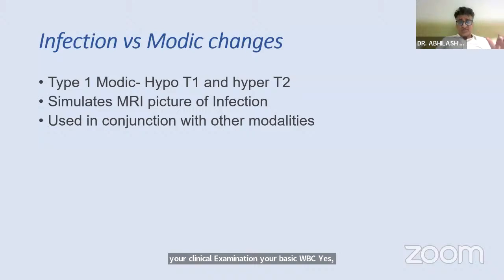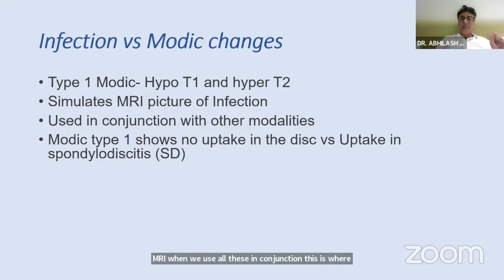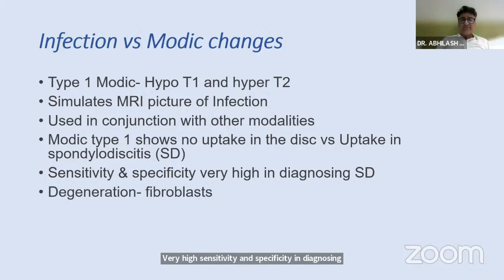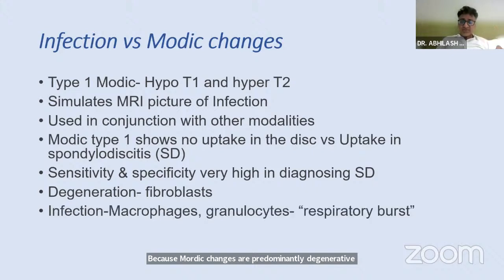When we use all these in conjunction, this is where it helps us delineate whether we are dealing with infection or a modic change. A type 1 modic change will show no uptake in the disc as opposed to spondylodiscitis. Very high sensitivity and specificity in diagnosing spondylodiscitis. Why does this change happen? Because modic changes are predominantly degenerative where the basic cells are fibroblasts, as opposed to infection where the main cells that we are dealing with are macrophages and granulocytes. They are all metabolically active. They release enzymes in what we call a respiratory burst. So it all lights up on a PET CT scan.